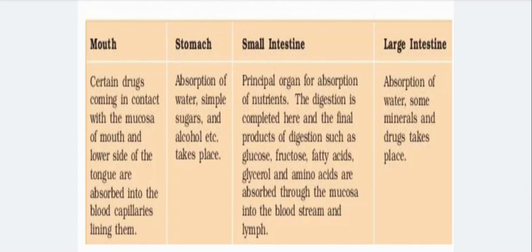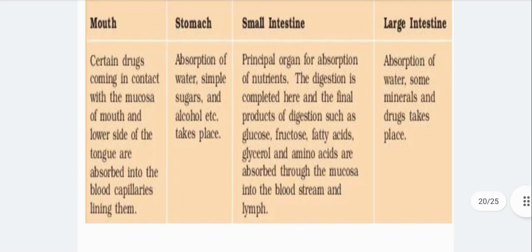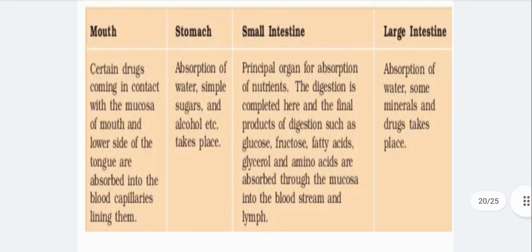Next comes the stomach. From the stomach, simple sugars, alcohol and water absorption takes place. That is the reason alcohol absorption takes place much more quickly than heavy food, because heavy food items are absorbed mainly in the intestine, which takes longer to reach compared to the stomach.